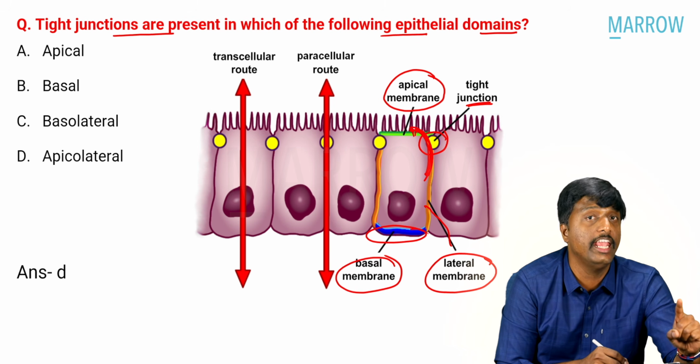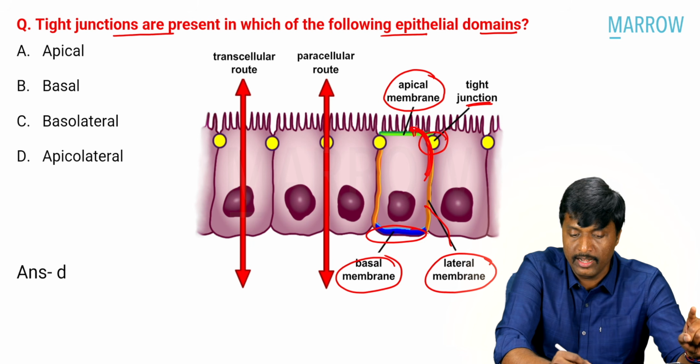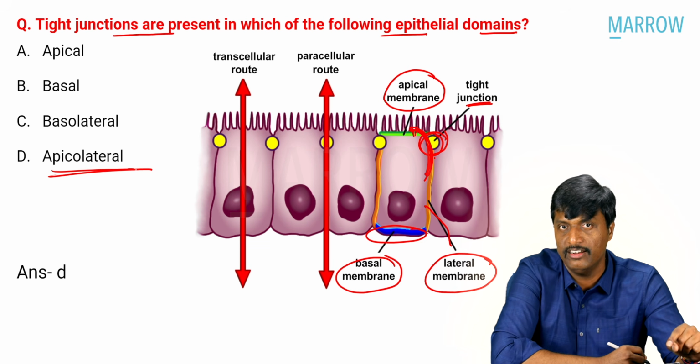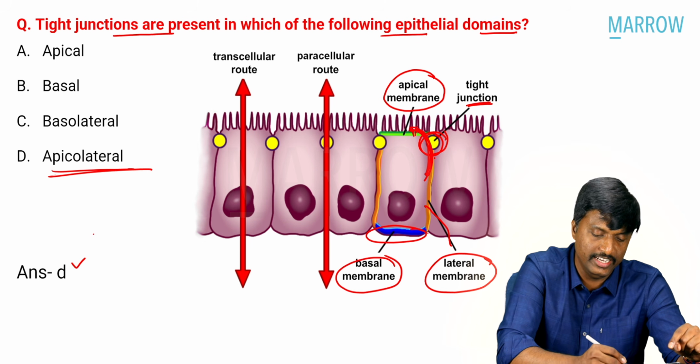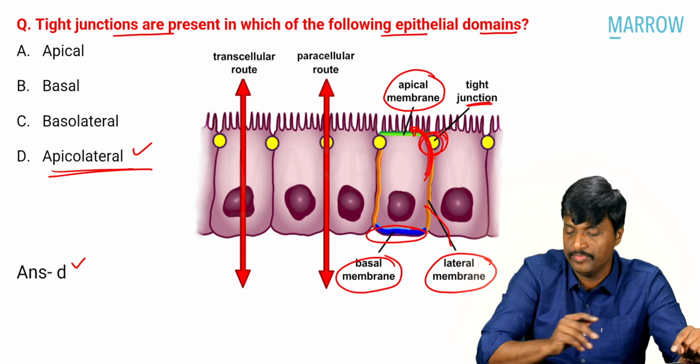The answer is not apical. We are clearly seeing in this diagram apical, lateral. It's exactly present at the apicolateral side. So the answer is definitely D. Tight junctions at the apicolateral junction.